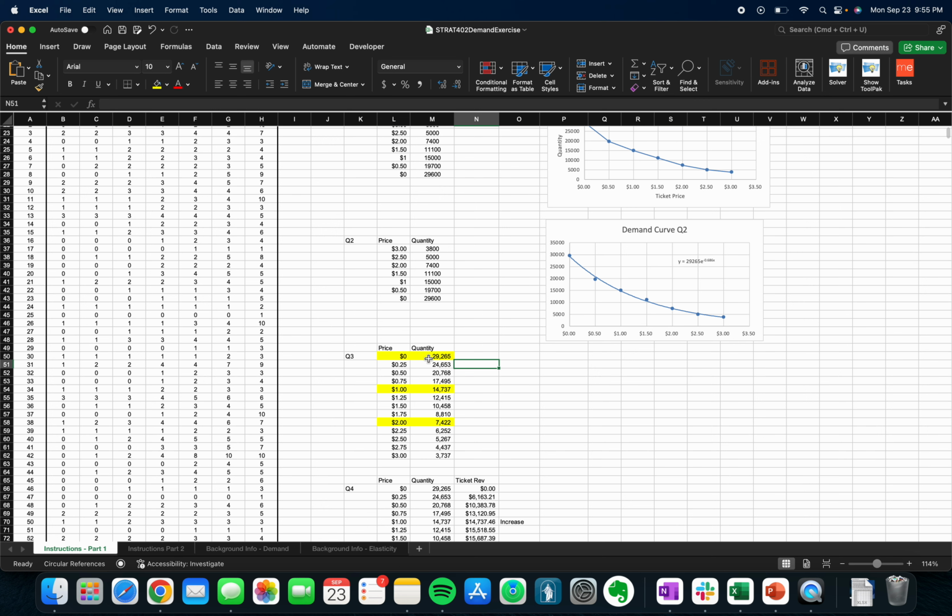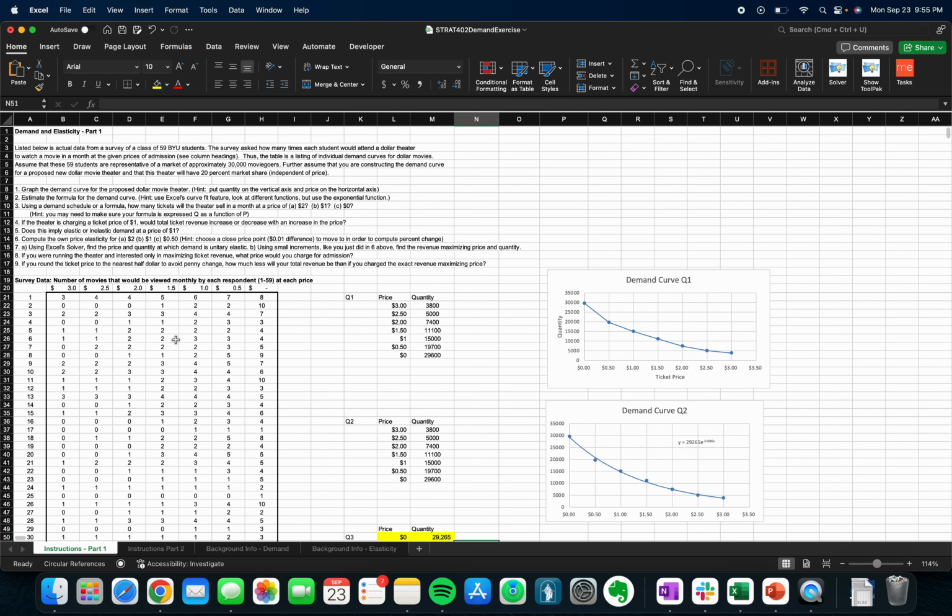So at $0, the quantity is 29,265. At a ticket price of $1, it's estimated that they would sell 14,737 tickets per month. And at $2, it's estimated they would sell about 7,422 tickets per month.